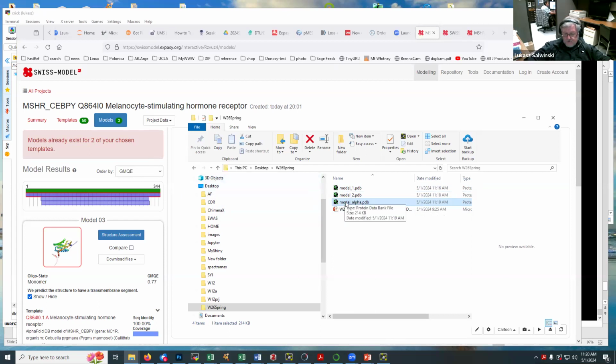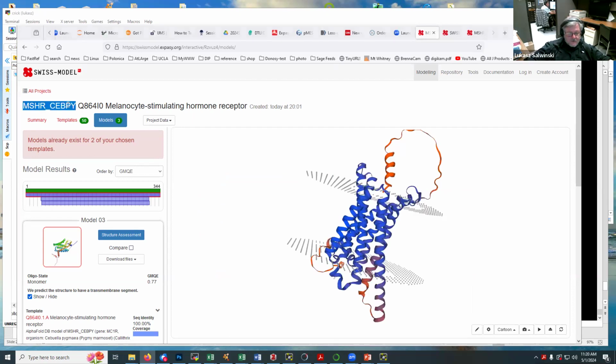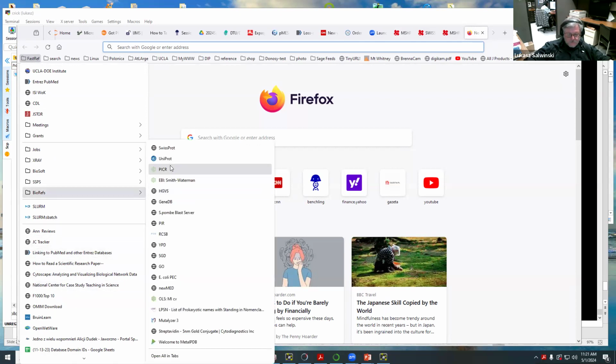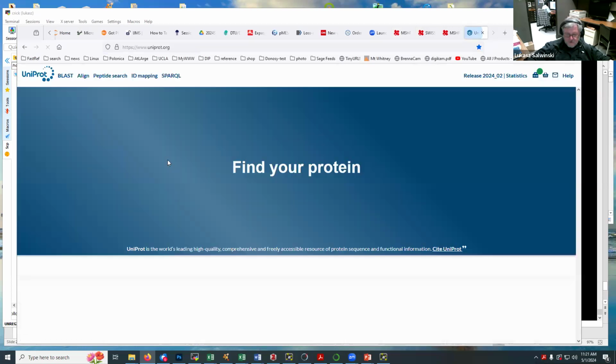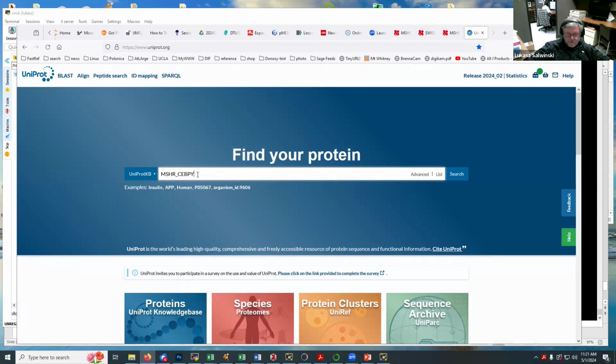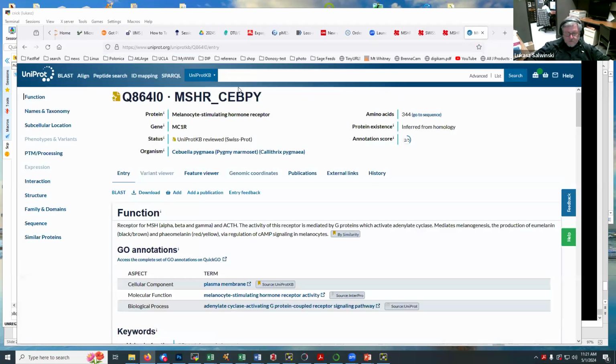Actually, we can also retrieve the model coming from AlphaFold. So let's do that. To do it, we need the identifier of our protein. This is our protein. Here, either this identifier or the accession from UniProt is good enough. We can now go to UniProt first, and we can paste our identifier into the UniProt search page to find the corresponding record.